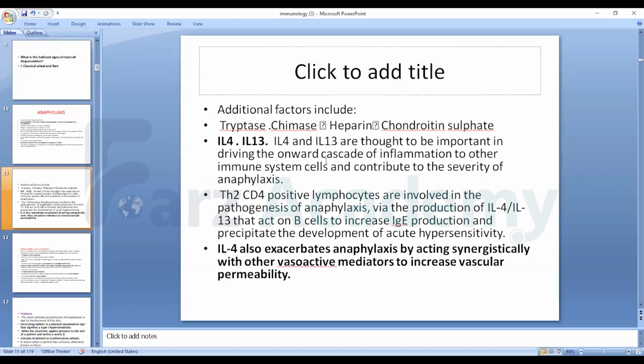So Th2 CD4 positive lymphocytes are involved in the pathogenesis of anaphylaxis via the production of interleukin 4 and interleukin 13 that act on the B cells to increase the IgE production and precipitate the development of acute hypersensitivity. Interleukin 4 also exacerbates anaphylaxis by acting synergistically with other vasoactive mediators to increase vascular permeability.